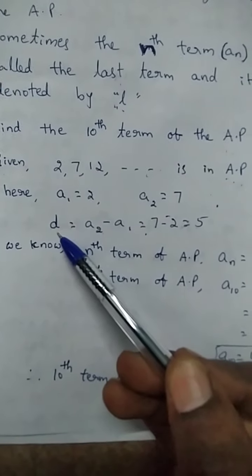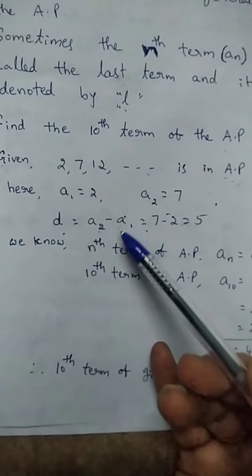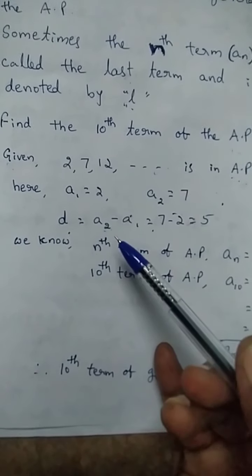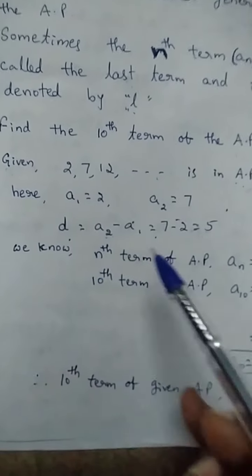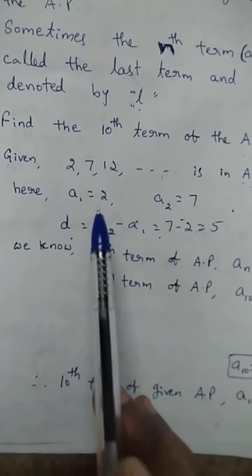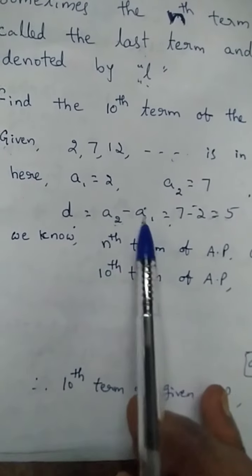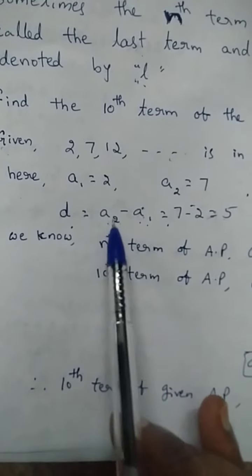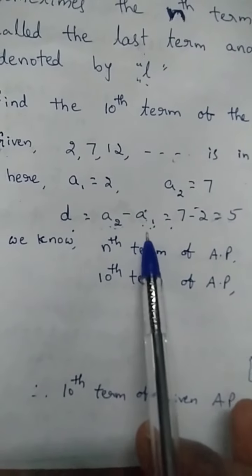The common difference d is equal to a2 minus a1. The common difference formula means a3 minus a2, a2 minus a1, a4 minus a3, a7 minus a6, the difference of consecutive terms. Here we are taking just the first two terms, a2 minus a1. We can't use a1 minus a2. It is a2 minus a1 only, otherwise a3 minus a2 only.